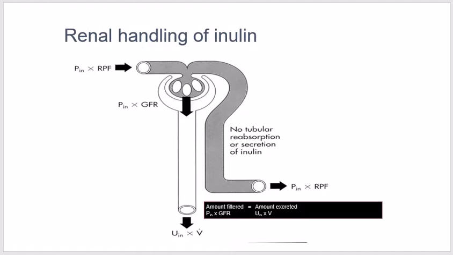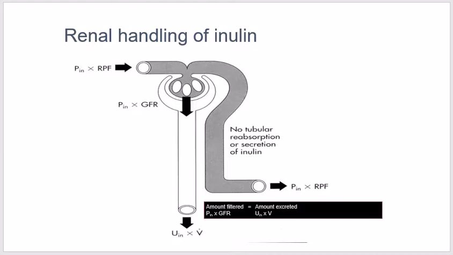Inulin is a substance freely filtered, as freely as water, and it is not reabsorbed or secreted by the renal tubule. Then the rate at which that substance is excreted in the urine is equal to the filtration rate of the substance by the kidney. So GFR therefore can be calculated as the clearance of the substance. You can see in this figure the measurement of the glomerular filtration rate from the renal clearance of inulin.